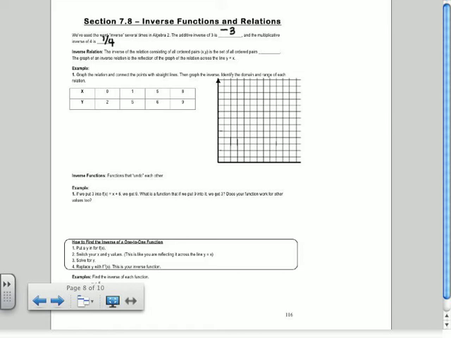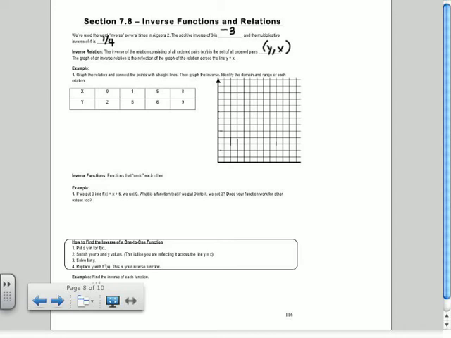Now we're going to talk about the inverse of a function. So it says inverse relation. The inverse of the relation consisting of all ordered pairs (x, y) is the set of all ordered pairs (y, x). So you just switch them around. The graph of an inverse relation is the reflection of the graph across the line y equals x.